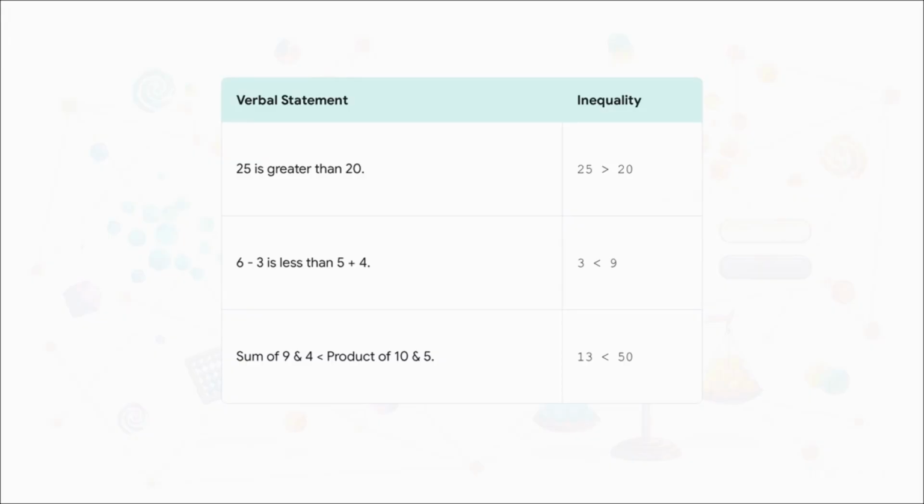Just look at how neatly these words translate into math. 25 is greater than 20 just becomes 25 > 20. Easy. For the more complicated ones, we use the same strategy as before. For 6 minus 3 is less than 5 plus 4, we first solve the parts. 6 minus 3 is 3, 5 plus 4 is 9, and is less than becomes our symbol. So 3 < 9. It's a 2-step dance. Solve the numbers, then pick the right symbol.